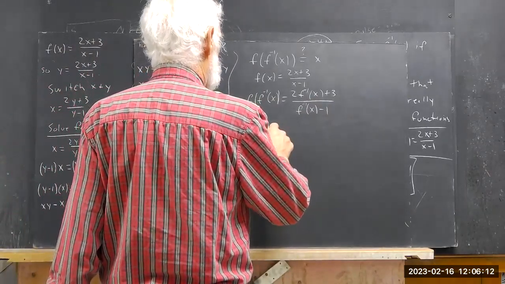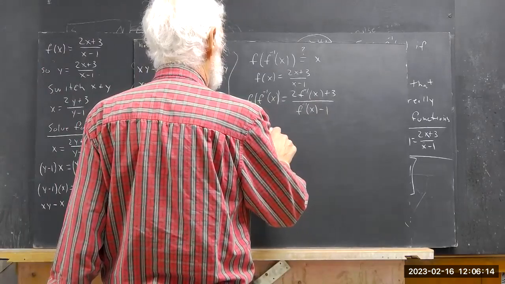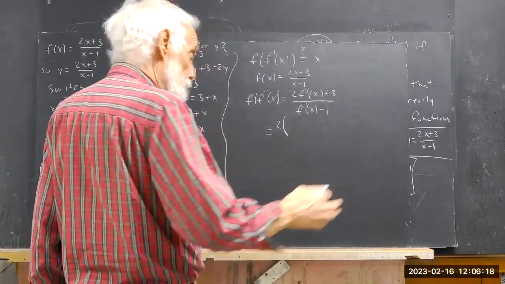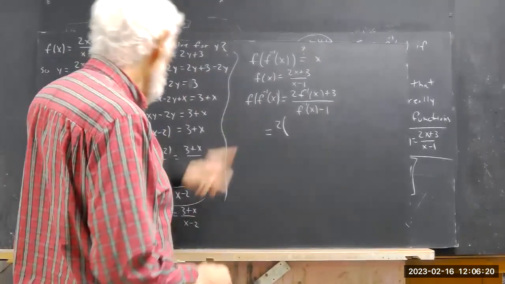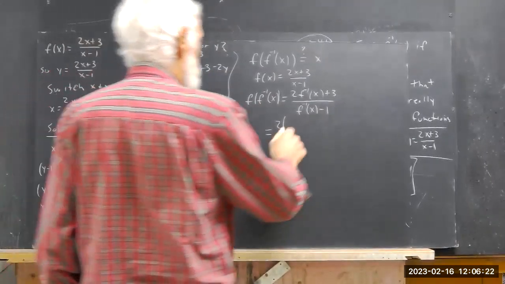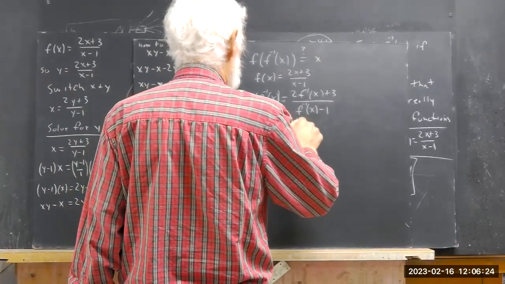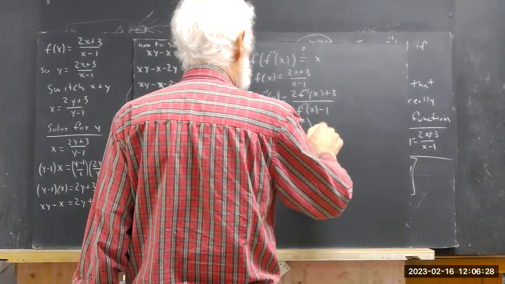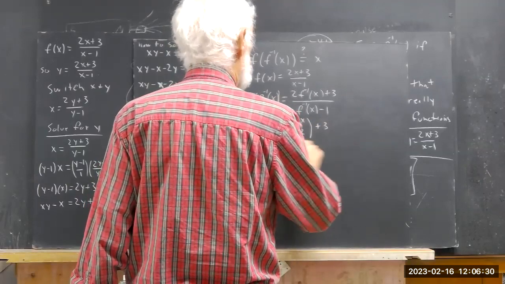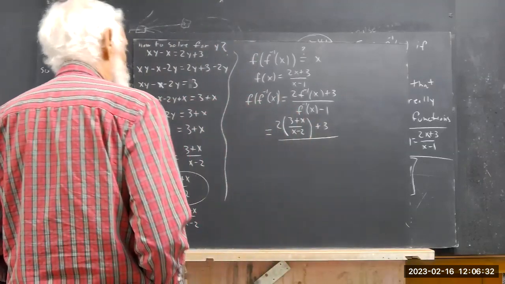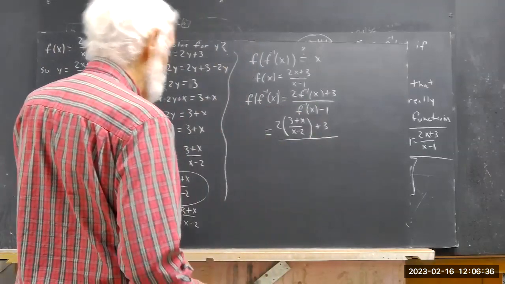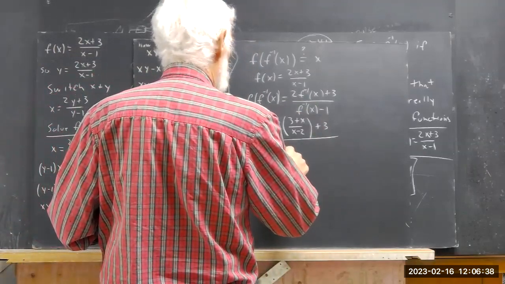Well, then in the next step, this is equal to 2 times, and this one is really tricky, f inverse of x, which is 3 plus x over x minus 2, plus 3. And that's divided by f inverse of x minus 1. So we're going to have another 3x, 3 times.